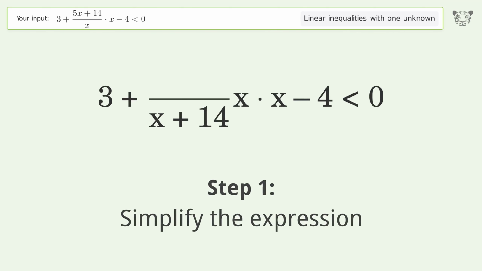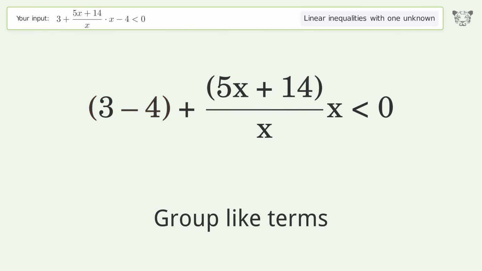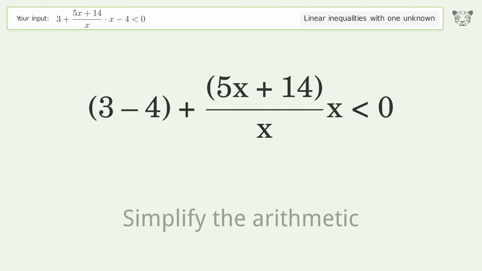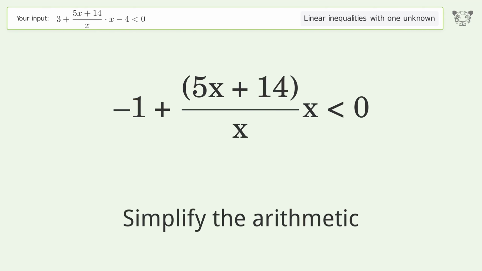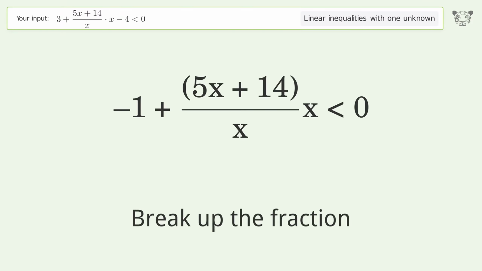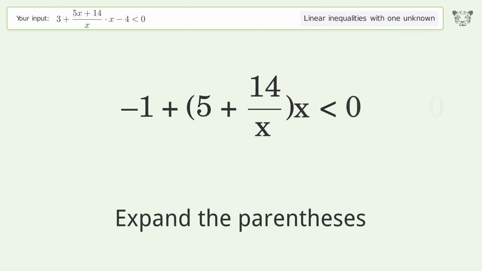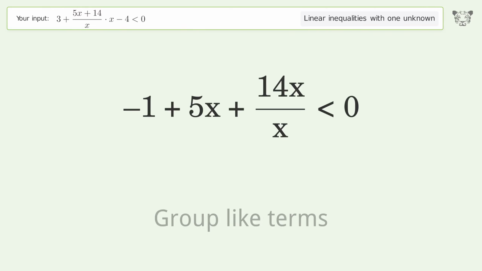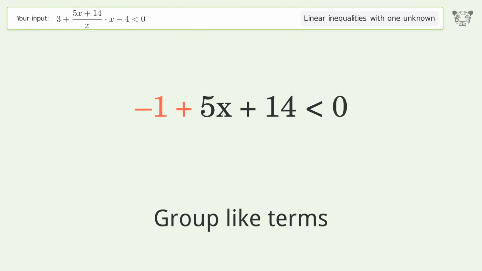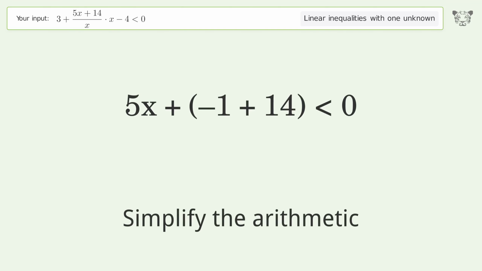Simplify the expression. Group like terms. Simplify the arithmetic. Break up the fraction. Expand the parentheses. Group like terms. Simplify the arithmetic.